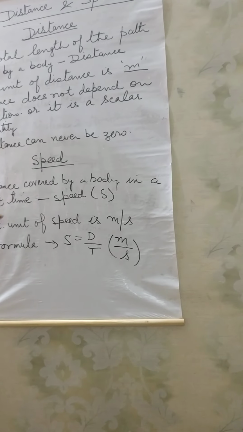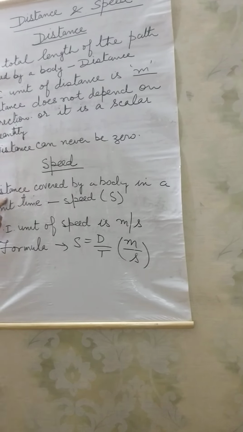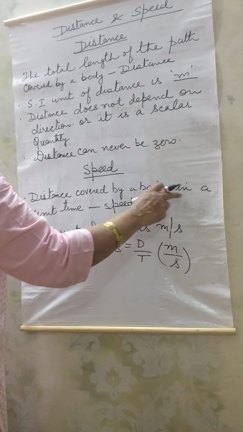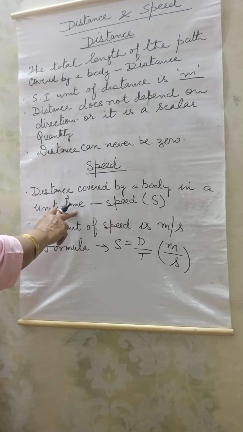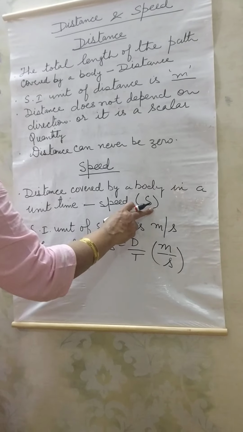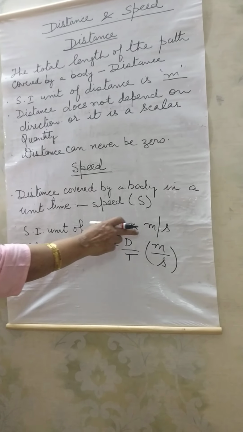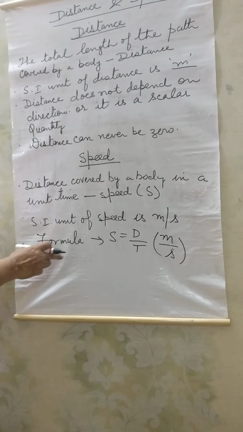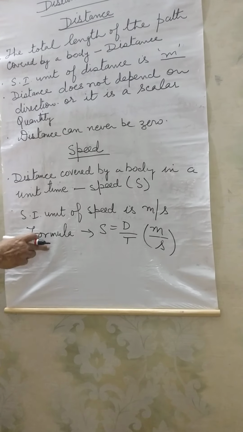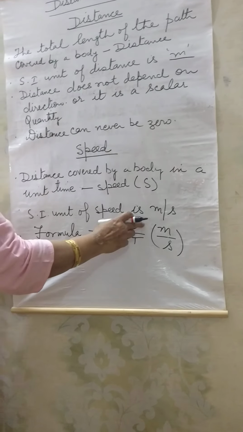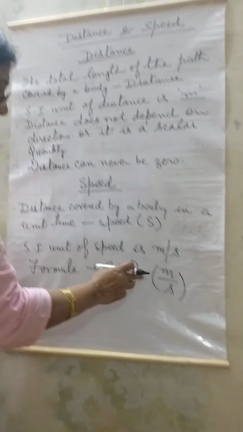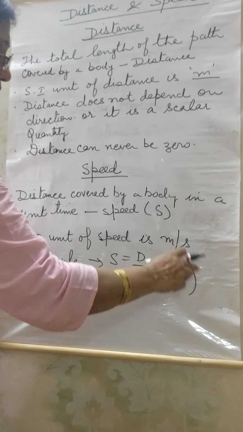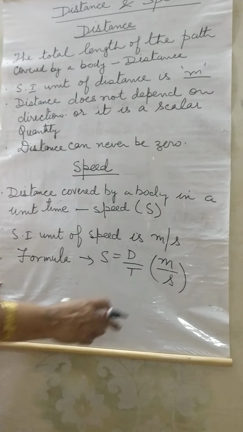So speed is defined as distance covered by a body or distance traveled by a body in a unit time. We are denoting speed by S. SI unit of speed is meter per second. How did this unit come? With the help of a formula. The formula for the speed is distance upon time. Distance is measured in meter, time is measured in second. So this is how your unit meter per second comes.